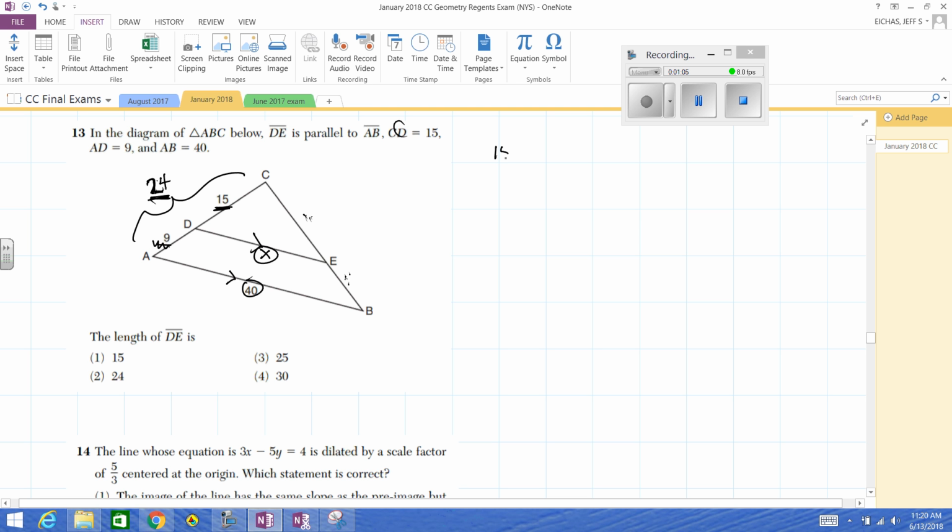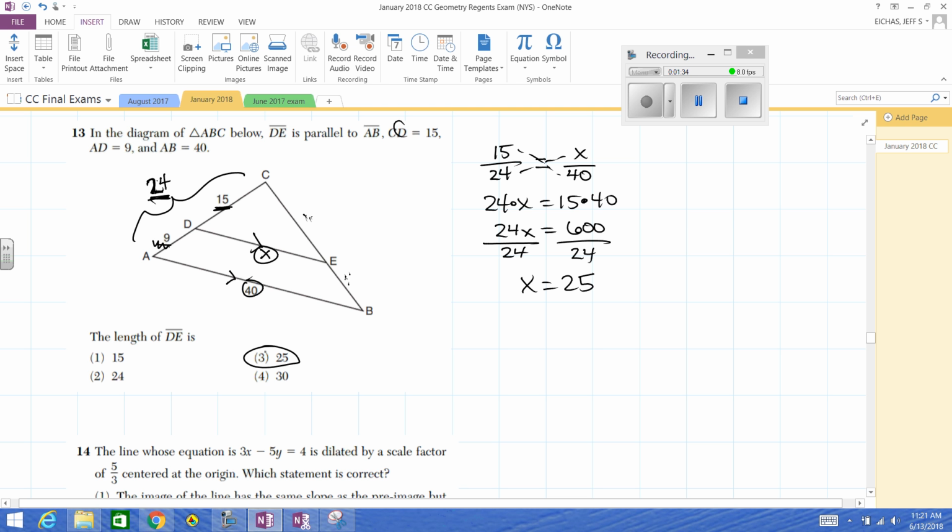So I should use 15 is to 24 as x is to 40 as my proportion. So when we cross multiply, 24 times x equals 15 times 40. 600 divided by 24, and we should get 25. Okay, so D to E is 25.